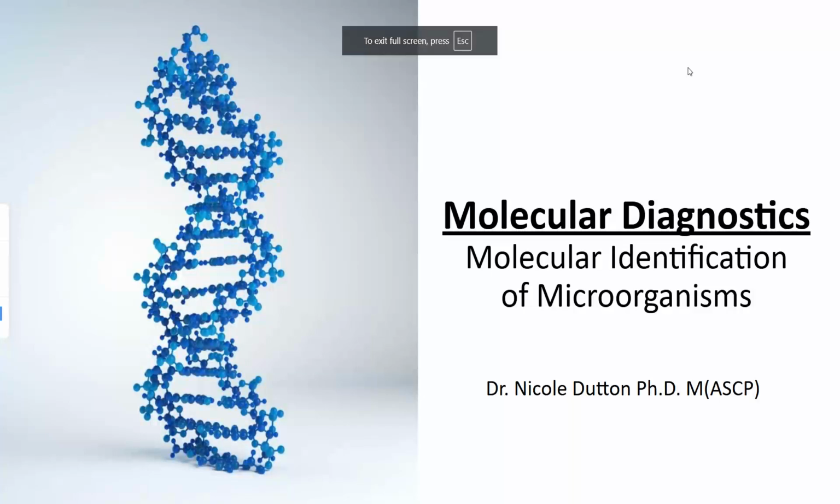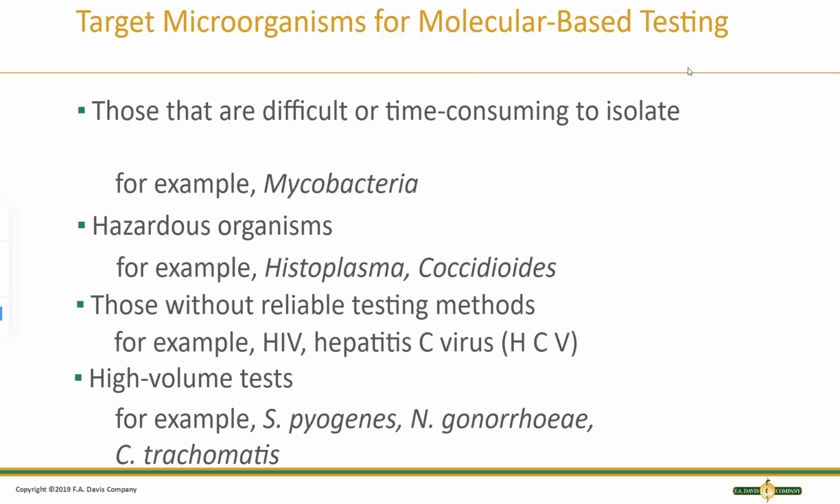Molecular identification of microorganisms. Target microorganisms for molecular-based testing are those that are difficult or time-consuming to isolate, for example, mycobacteria; hazardous organisms like Histoplasma and Coccidioides; those without reliable testing methods, such as HIV and hepatitis C; and high-volume tests, for example, Strep pyogenes, Neisseria gonorrhoeae, and C.